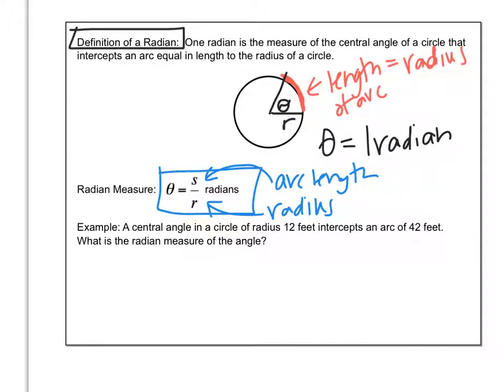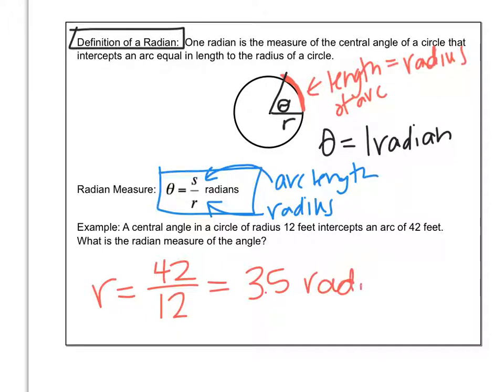So the problem we skipped here says a central angle has a radius of 12 feet and intercepts an arc of 42 feet. What's the radian measure? So you just need to understand that radians is whatever the length of the arc is that goes on top divided by the radius. That's the ratio that a radian measures. So we would divide those and we would get 3.5, and it would be 3.5 radians. Let's try the next one.